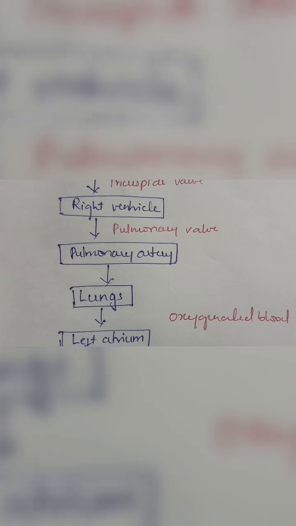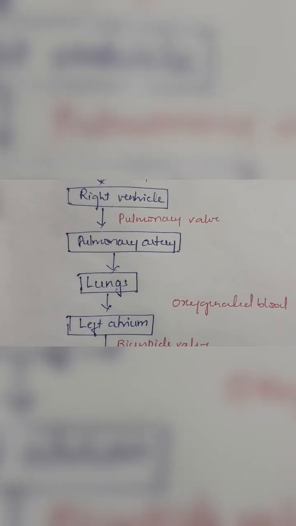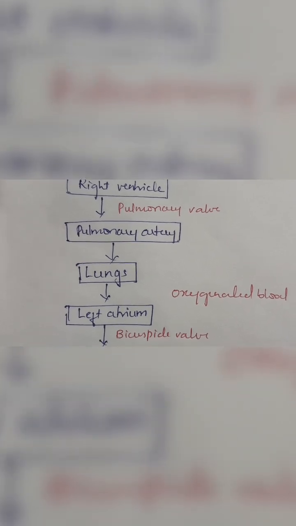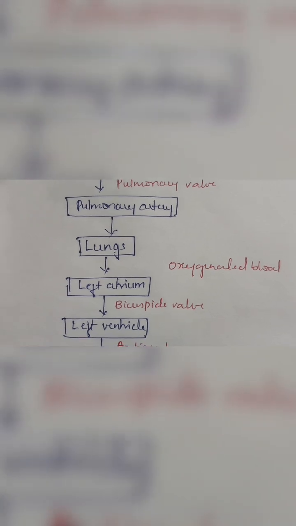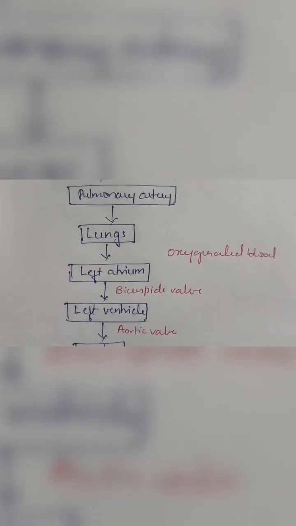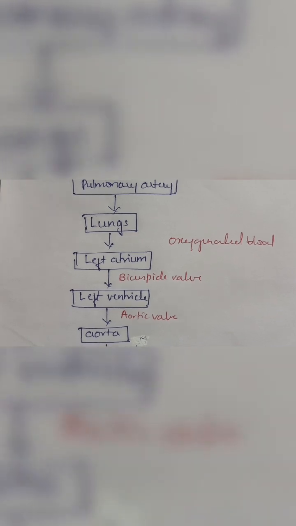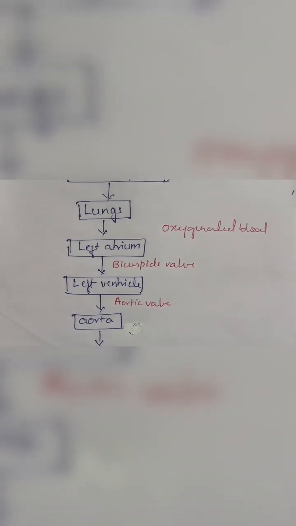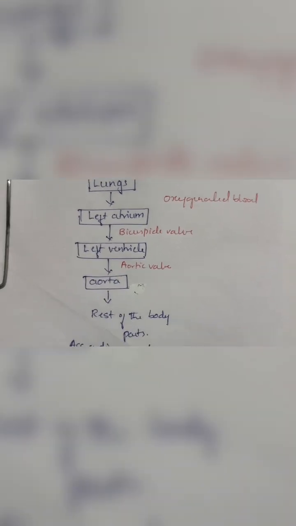From the pulmonary artery, the blood enters the lungs and gets purified or oxygenated, and the oxygenated blood enters the left atrium, and from left atrium the blood passes to the left ventricle by passing through the bicuspid valve. From the left ventricle, the blood flows through the aorta by passing through the aortic valve.